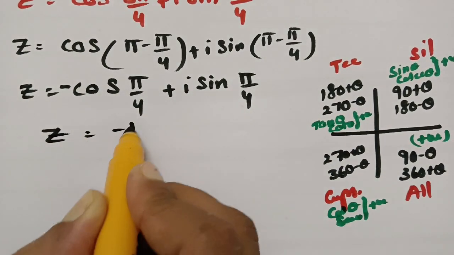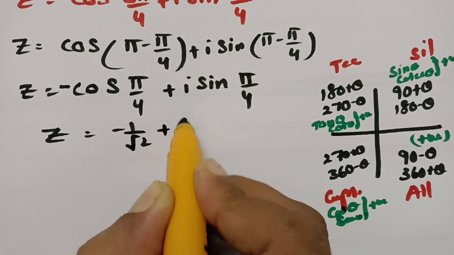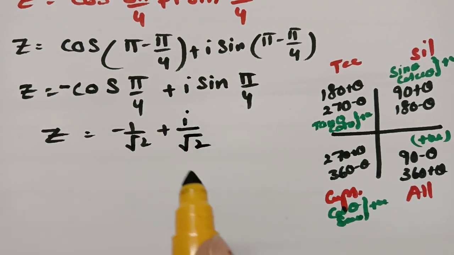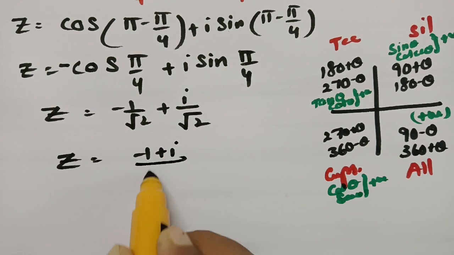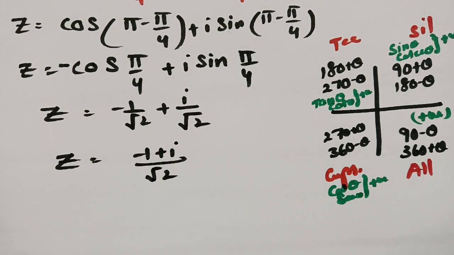So here this will be minus 1 by root 2 plus i times 1 by root 2. So we got the z value as minus 1 plus i by root 2. This is the second value.